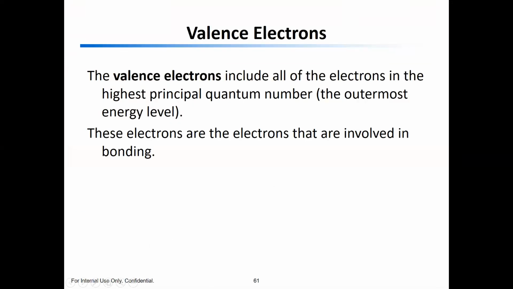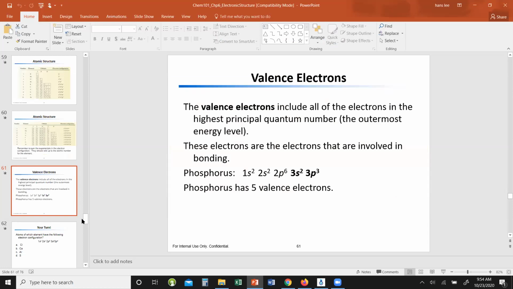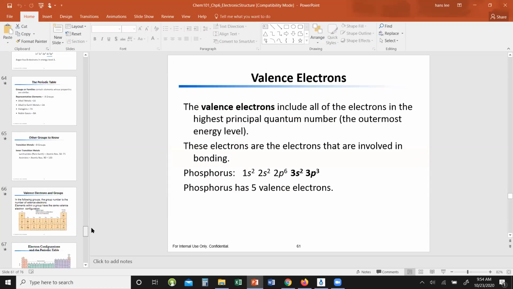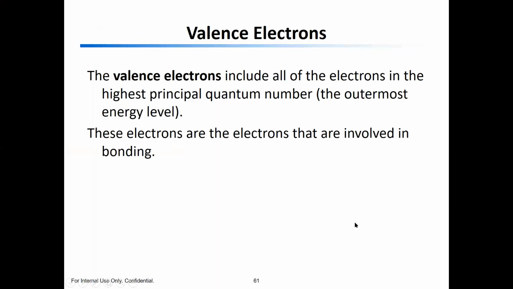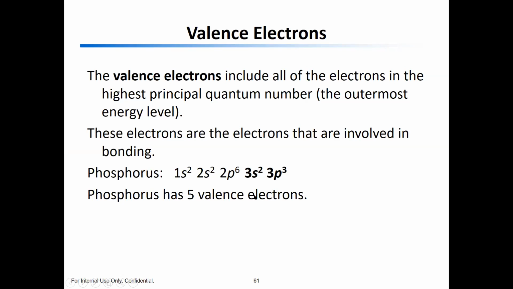So which electrons do you think are important? The electrons in the center or the electrons on the outside? Let's see how many more slides we got. What do you guys think? Electrons in the center or the electrons on the outside? The electrons on the outside, and we call them the valence electrons. So in this case, how many valence electrons do we have?